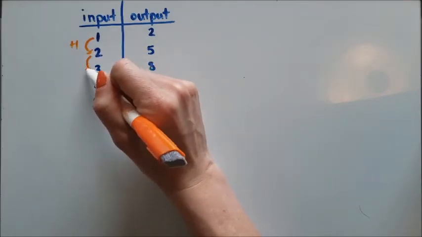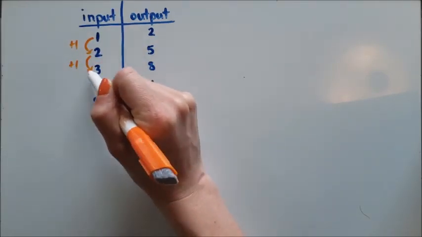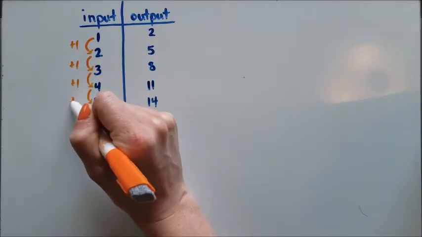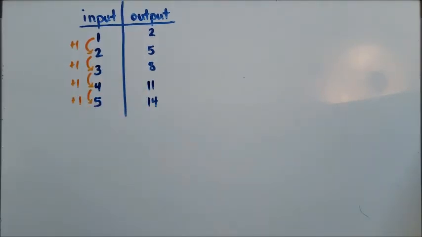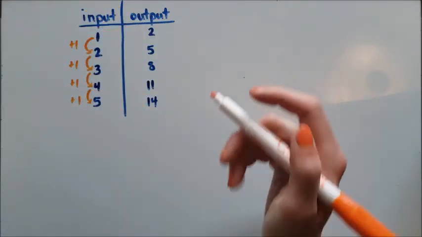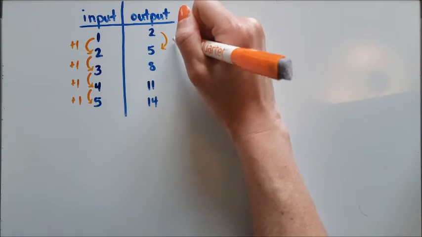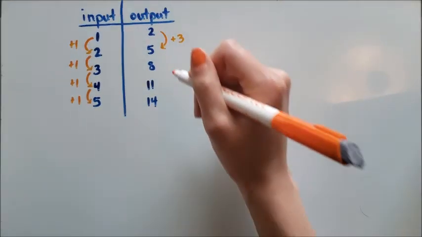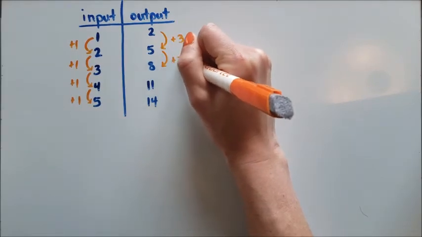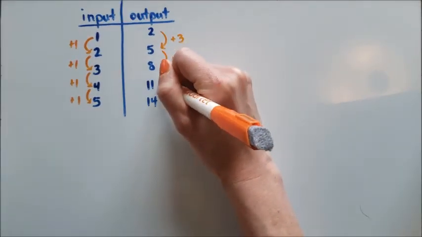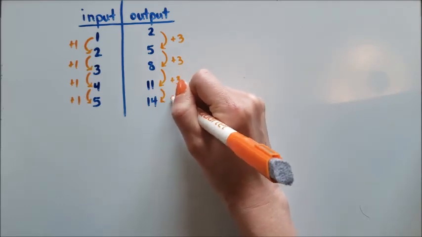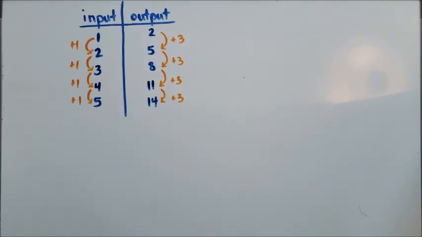And to go from 2 to 3, I add 1. And 3 to 4, I add 1. And 4 to 5, I add 1. So I'm going to add 1 every time in my input column. In my output column, I'm going to be adding 3 to get from 2 to 5, 3 to get from 5 to 8, 3 to get from 8 to 11, and 3 to get from 11 to 14.